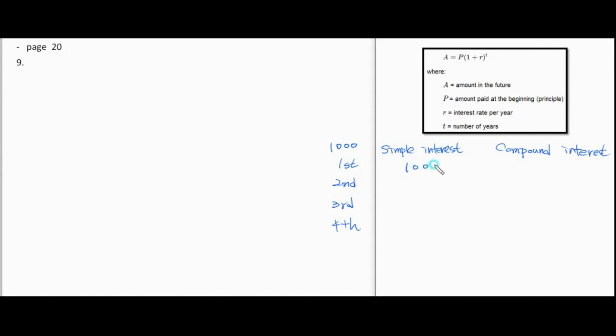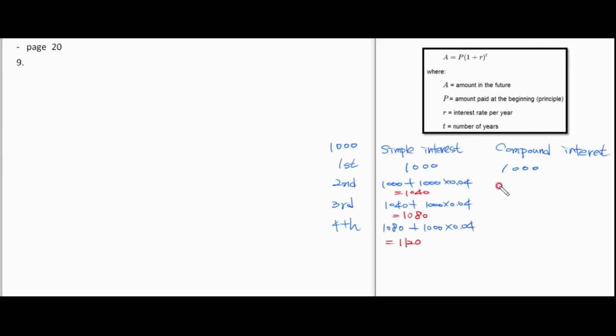So in the first year, they'll both have $1,000. In case of simple, they will have 1,000 plus 1,000 multiplied by 0.04. So this will be 1,040 in the second year. And in the third year, it will be 1,040 plus 1,000 multiplied by 0.04. So this will be 1,080. And in the last year, it will be 1,080 plus 1,000 multiplied by 0.04, so it will be 1,120. So this is simple interest. Simple interest gets the interest on the first principal, or the money that we first put in the account.